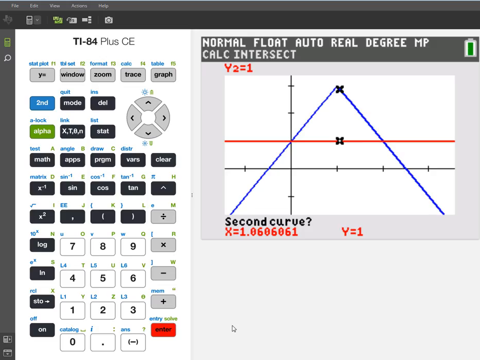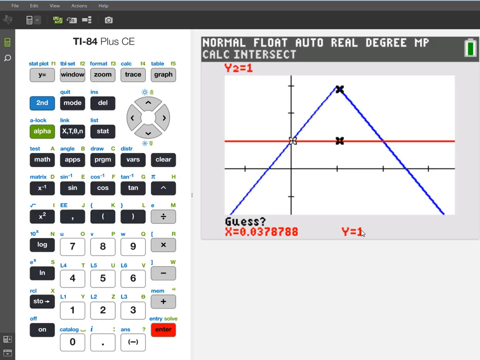2. Okay, well, I got to find them one at a time, so I want to be able to control which intersection I'm finding, and so that's why it wants a guess. So I'm just going to use the left and right arrows to move the cursor over close to one of the 2 intersections so the calculator will know where to look, right? So then I'll go over to that one and I'll hit enter, and look what it tells me. The answer is at x equals 0, y equals 1.